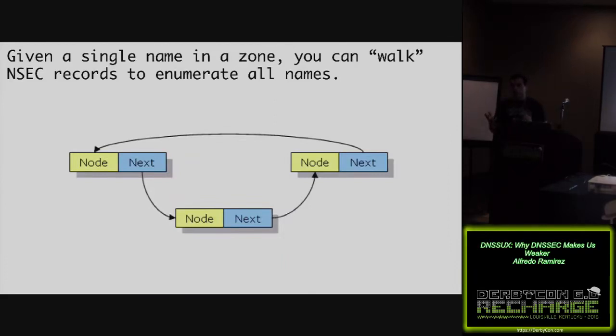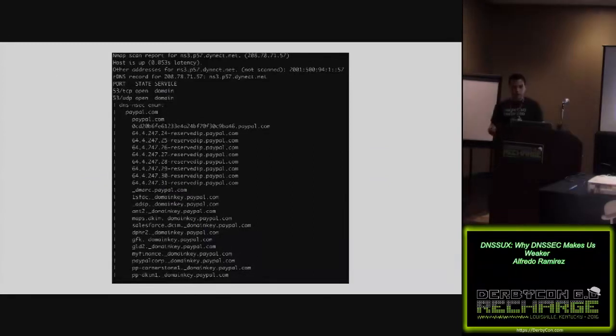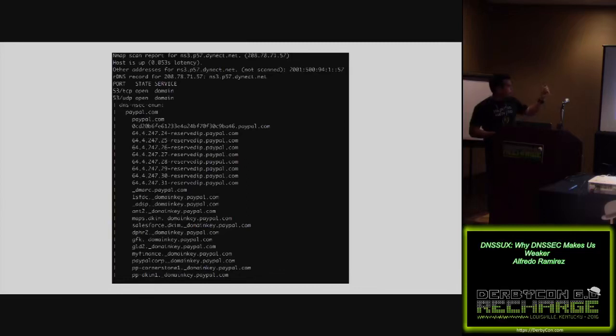If any of you are pen testers here, you probably understand the value of that. I'm sure that when you're doing recon, some of you try to do zone transfers, right? Which have been disallowed for an extremely long time. What I'm showing you here is PayPal. They're one of the few really big companies that actually do enable DNSSEC, and so it's trivial to just walk their entire zone.